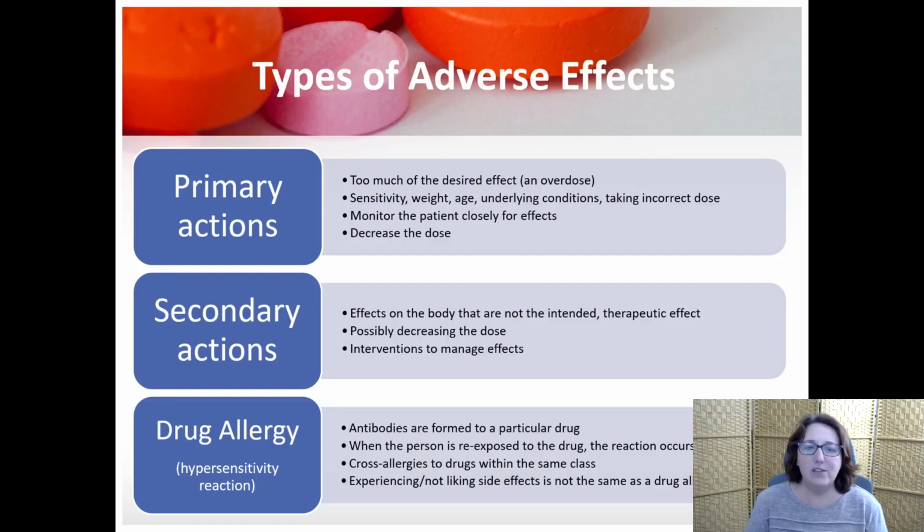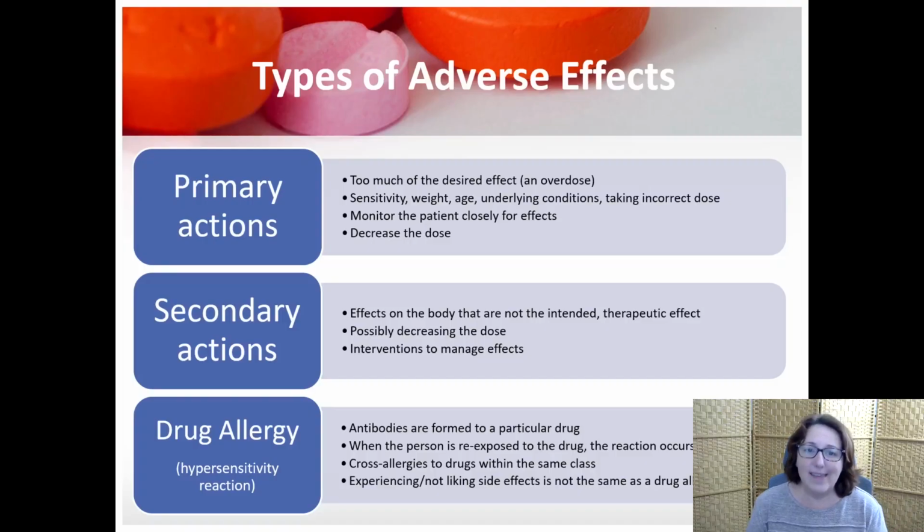Another adverse effect is a drug allergy, also called a hypersensitivity reaction. There is some sort of immune response that occurs that results in an antibody formation. When the person is re-exposed to that same drug, the reaction occurs. There can be cross allergies to drugs within the same class. So you'll hear this as we go through our different drug classes throughout the semester, that we might tell you about a cross allergy that's potential.